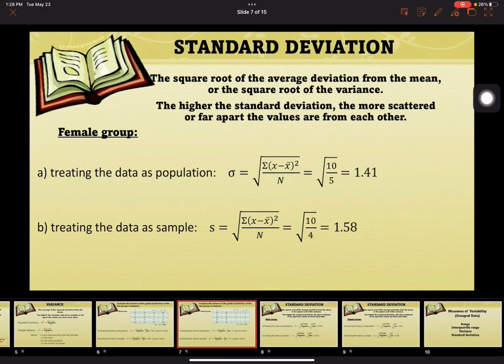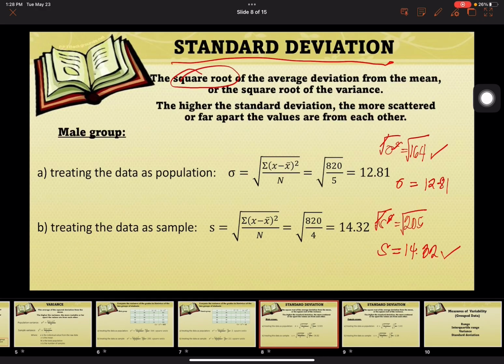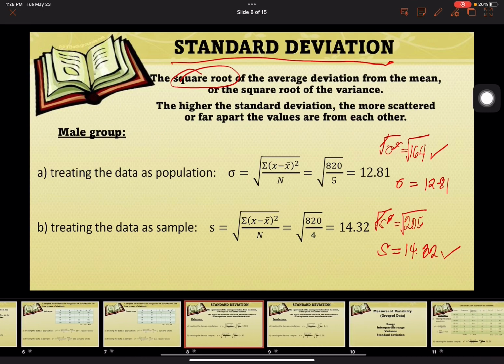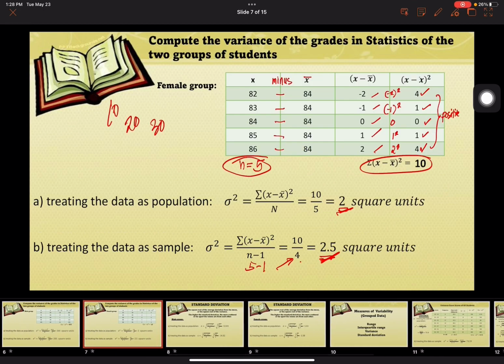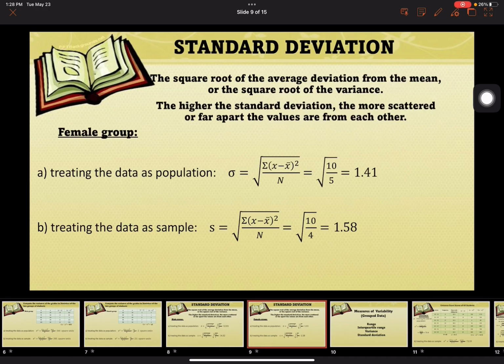Pero kung titignan natin, ang sagot kanina dyan ay 2 and 2.5. So, dito, square root ng 2. Ito, square root ng 2.5. You'll get 1.58. Dito, square root of 2 is 1.41. So, mas maliit yung standard deviation.